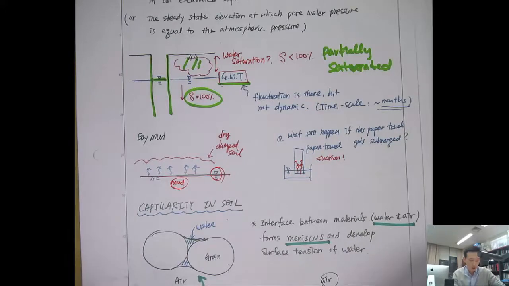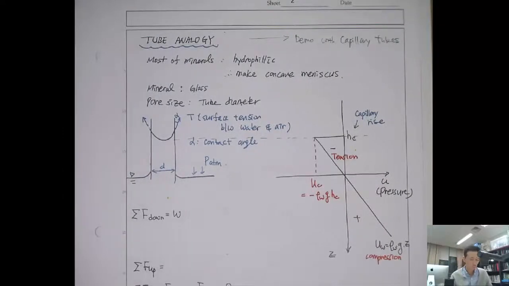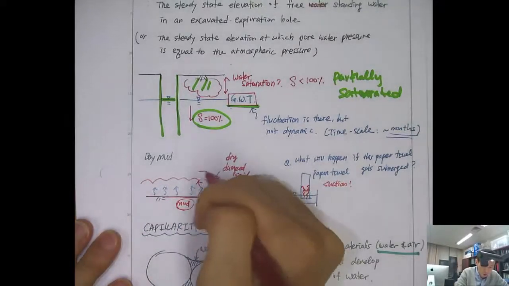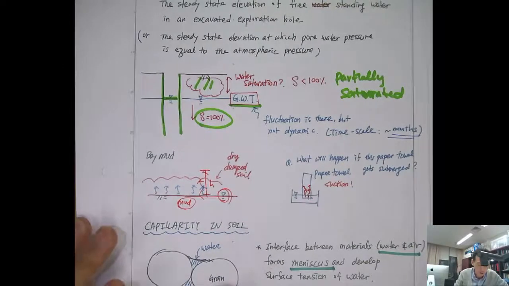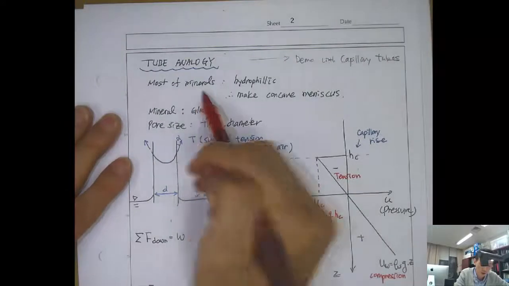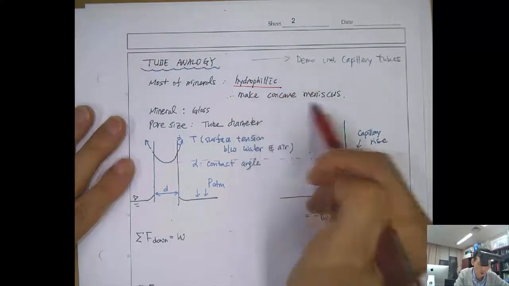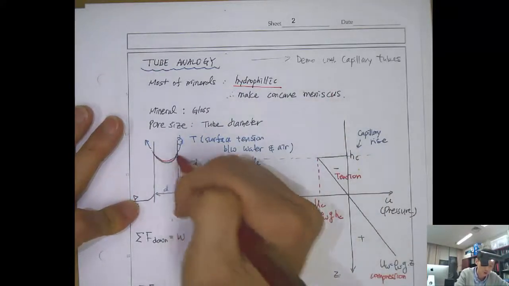So keeping that in mind, we can use a tube analogy. Let's go back here. The question was how far the water can go up, right? For that, we can use the tube analogy. The soil minerals are hydrophilic, because they are made of silica, and this will make a concave meniscus, so that it will bring up the water.